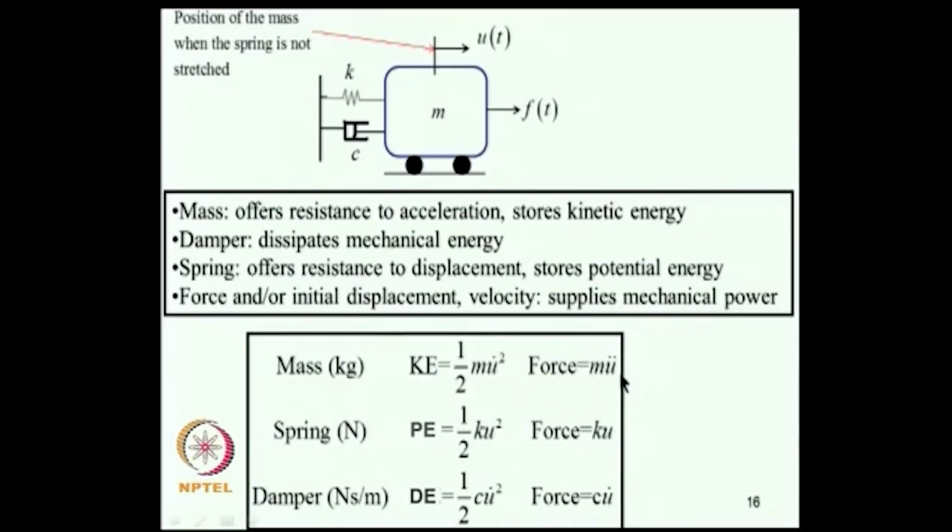The force is m u double dot, that is the force associated with this mass, according to Newton's law. And the spring has potential energy which is half k u square, and the force in the spring is k u. The damper dissipation energy is half c u dot square, and the force in the damper is c u dot. The units in the SI system for these quantities are kg, Newton, and Newton second per meter.